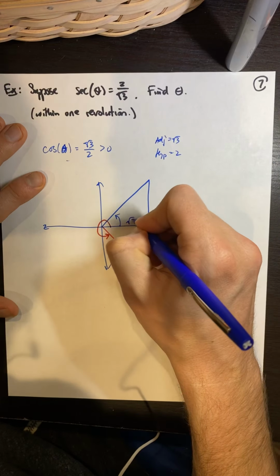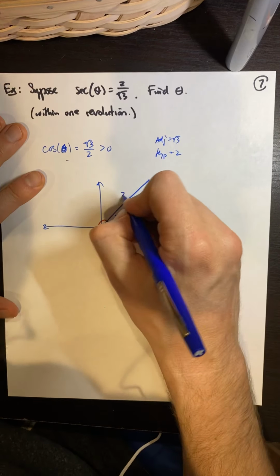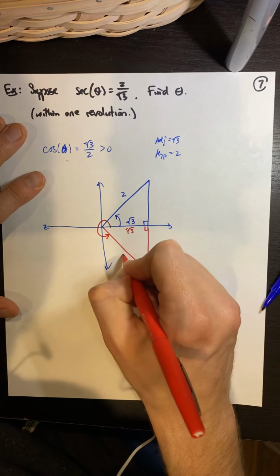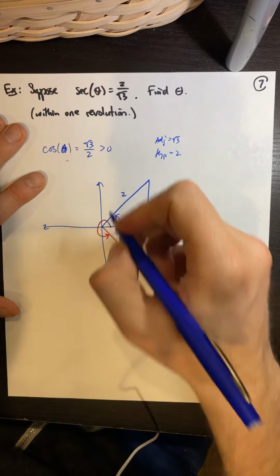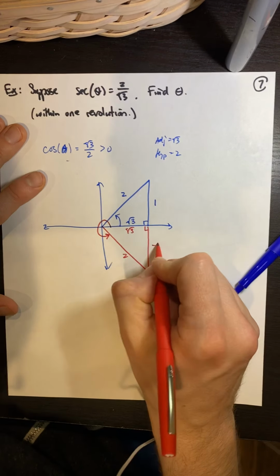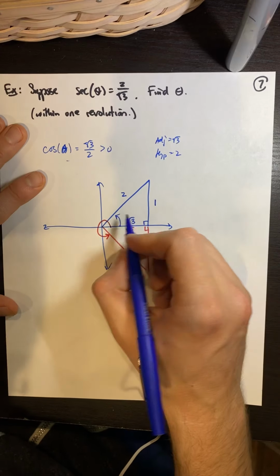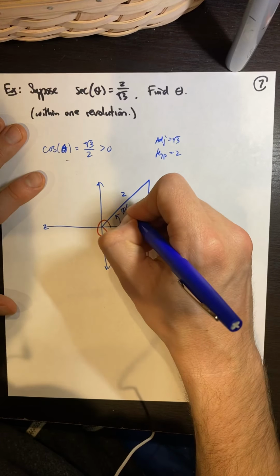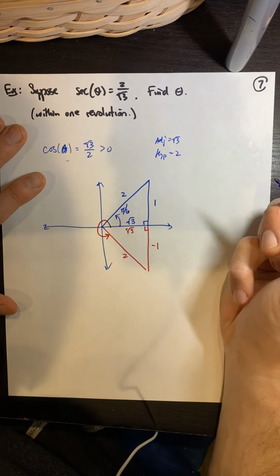So here in the blue triangle, this must be root 3, and this must be 2. On the red triangle, this again must be root 3, this must be 2. Now, we notice that the other side, using the Pythagorean Theorem, must be 1, and on this one it must be negative 1. So what angle gives me the 1, 2, root 3 triangle? That's pi over 6. That's 30 degrees.